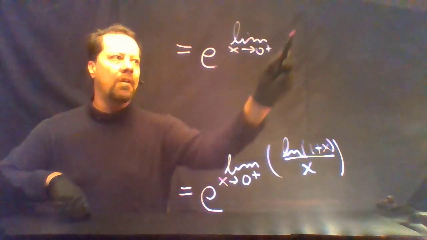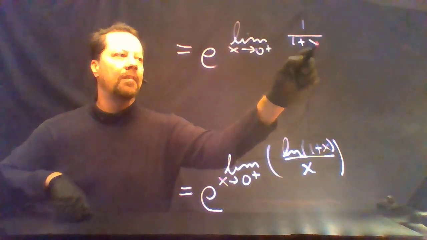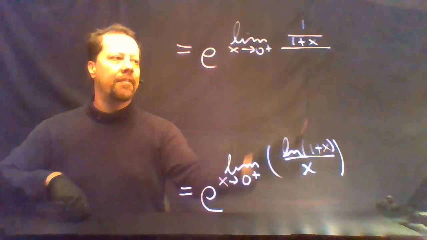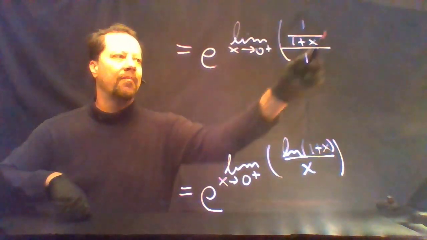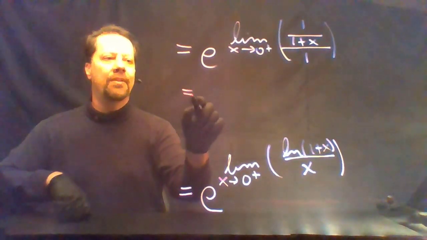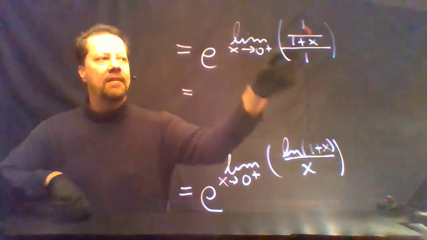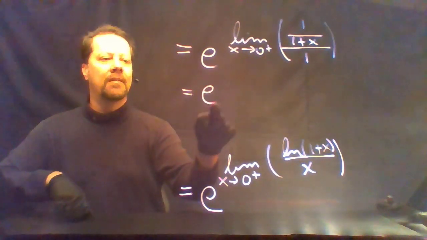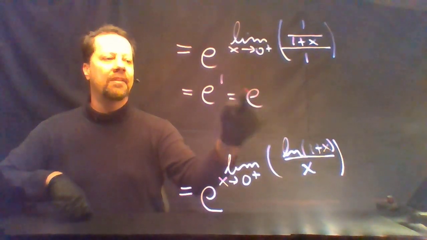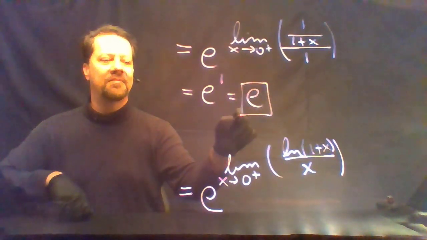The derivative of log is 1 over 1 plus x, and the derivative of x is just 1. You can see now that in the limit as x goes to 0 from the right, in the exponent we get 1. So the answer is e.